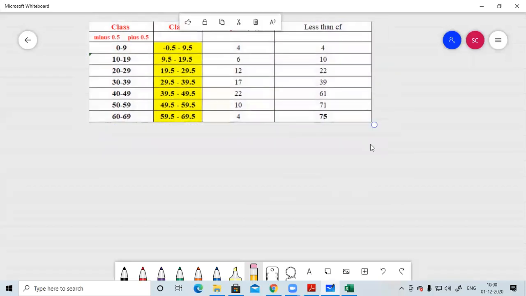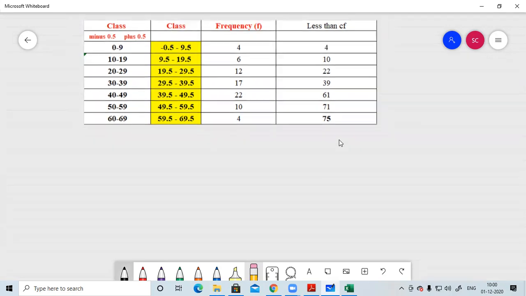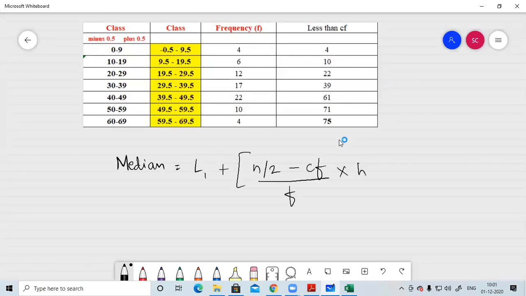We have done median. Now, let us see first how to find median class. If you remember, our formula says median is equal to L1 plus n divided by 2 minus CF upon F into H. This is our formula. Right?